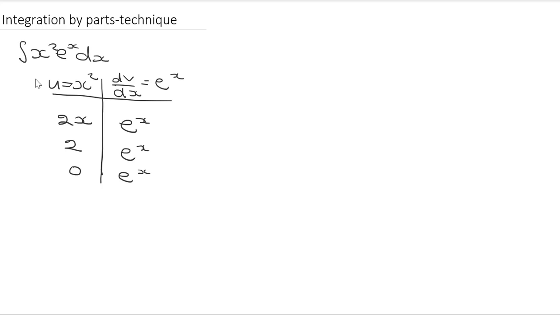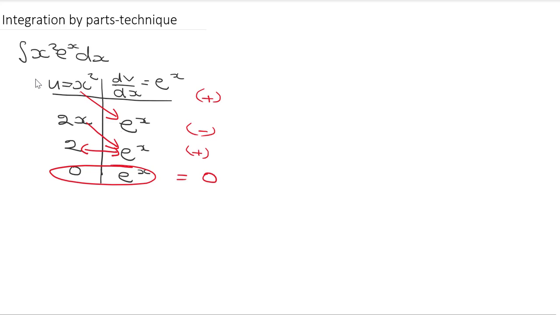Right? I'm going to draw a diagonal, a next diagonal, and I'm going to draw a horizontal line. Here, the product of these two numbers is 0, so I am not going to worry about that section. I am going to invoke the signs, which are plus, minus, plus. So the first diagonal is x squared times e raised to the x.